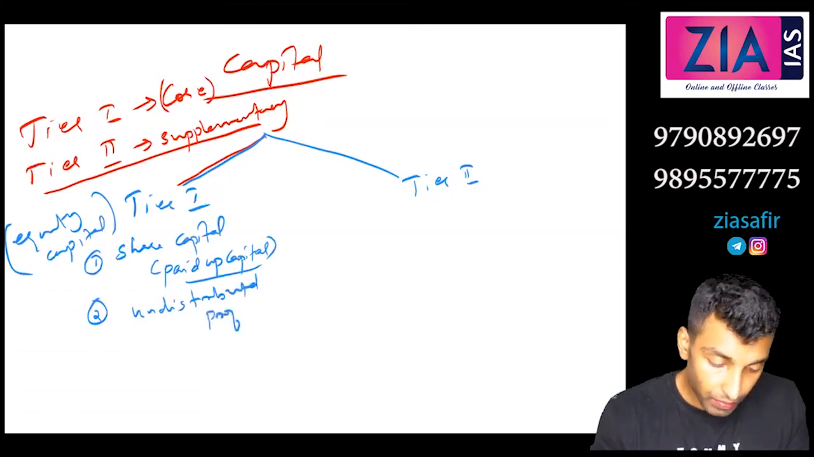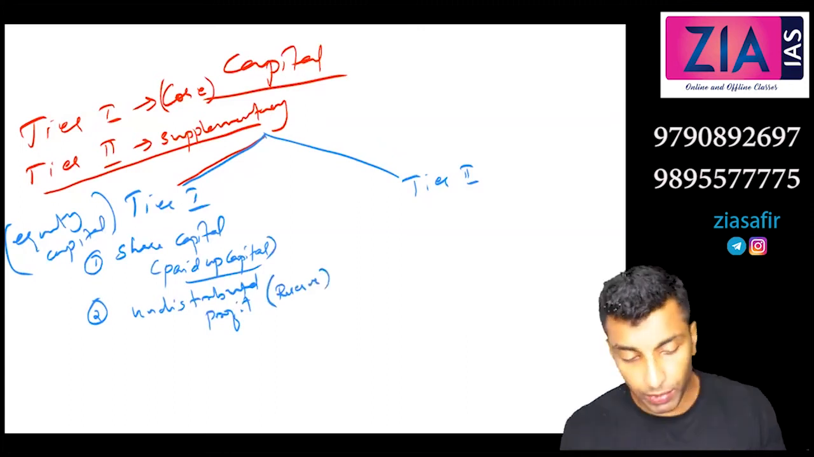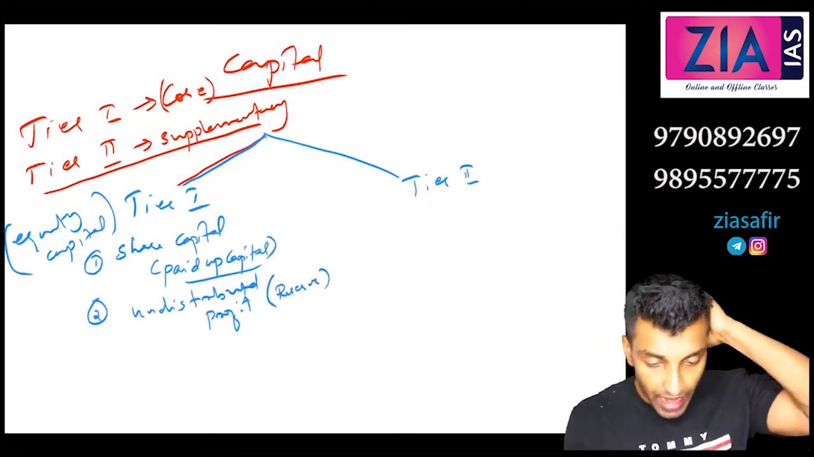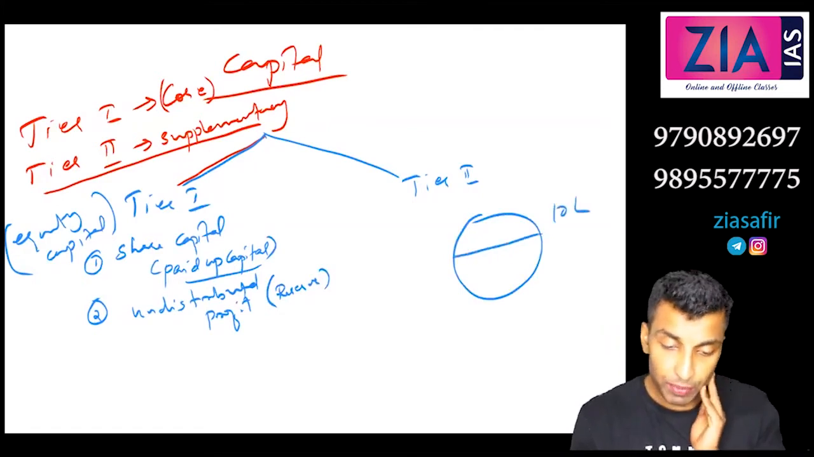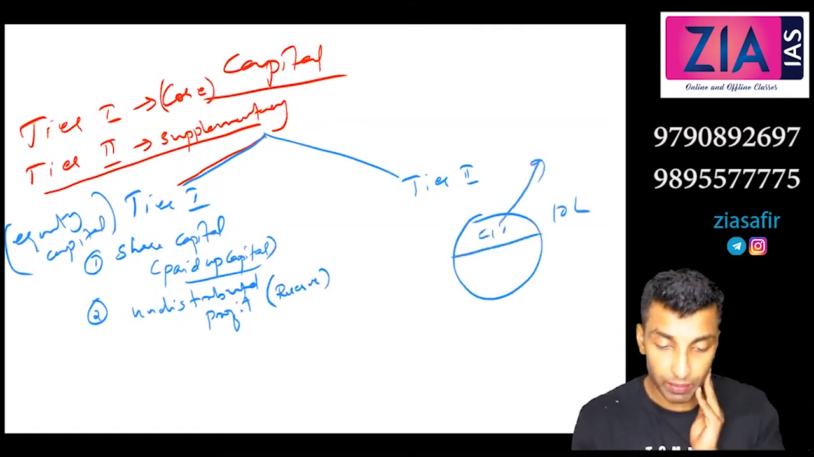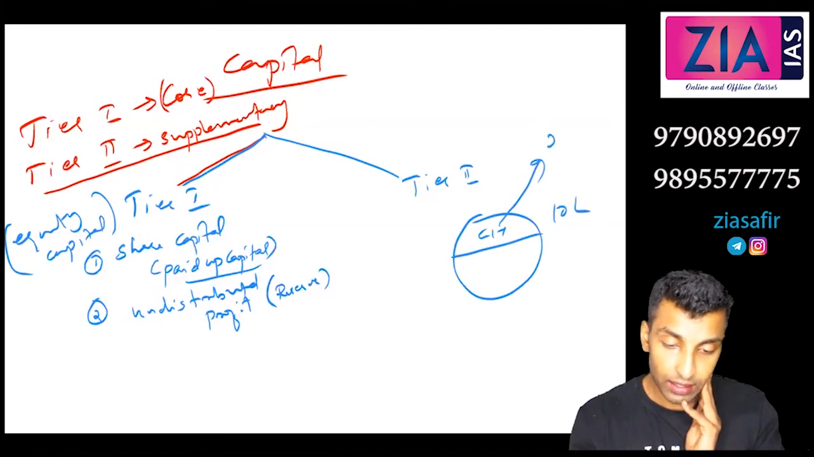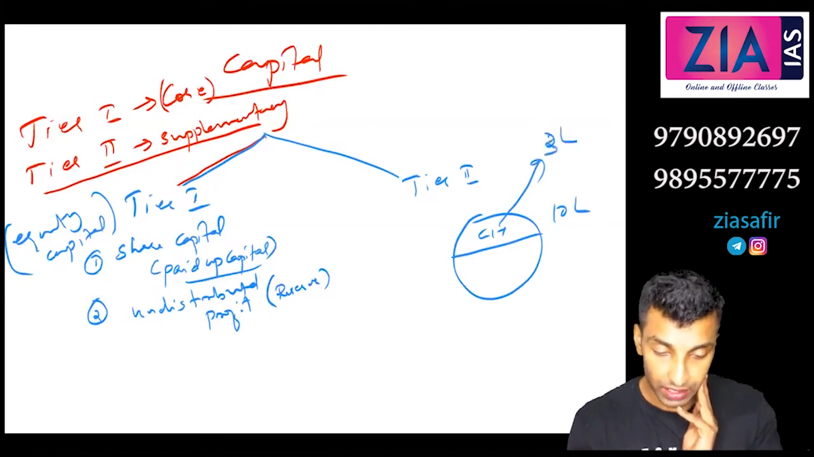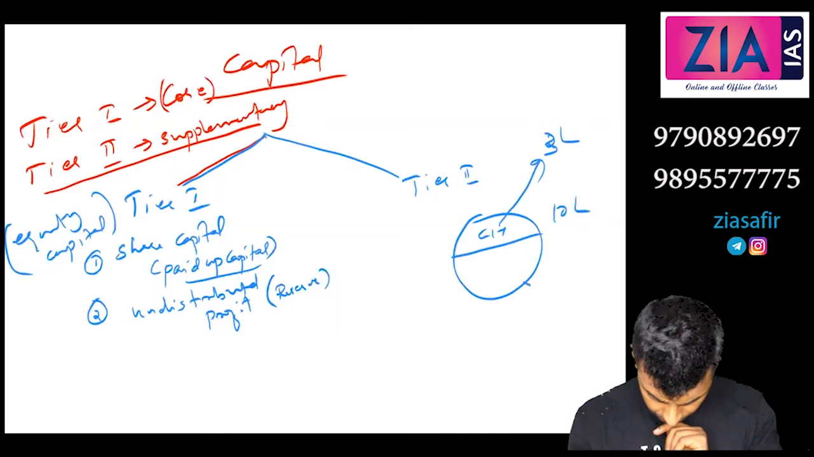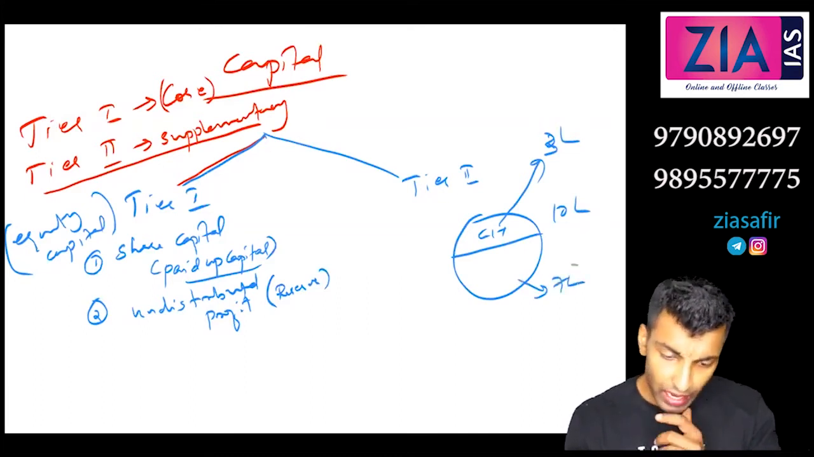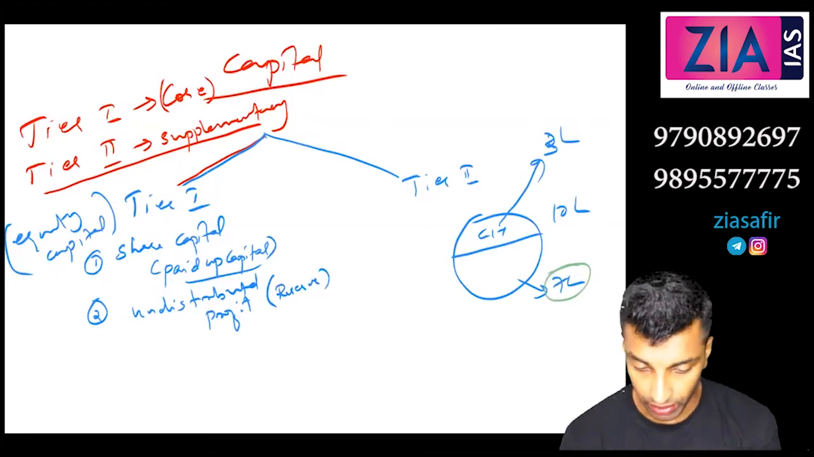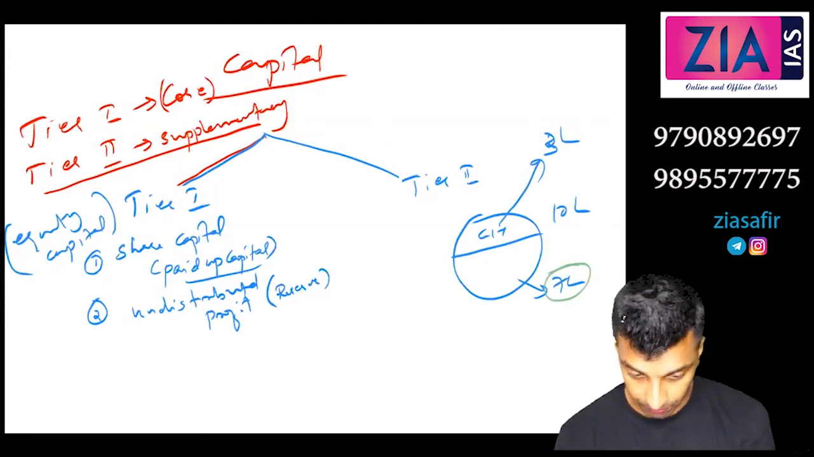Undistributed profit means reserve. If you don't know what undistributed profit is, it's like this. Let's suppose the bank got a profit of, say, 10 lakh. From this profit, you have to pay corporate income tax. Let's say 3 lakh is paid, at 30%. And how much is left? 7 lakh is left. Out of the 7 lakh, you can divide this among the shareholders. That is what distributed profit is.